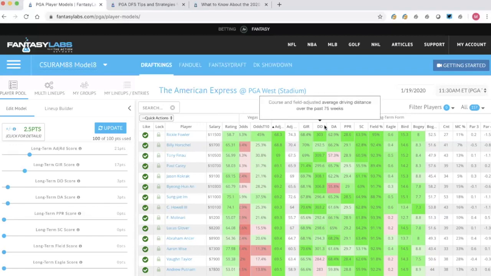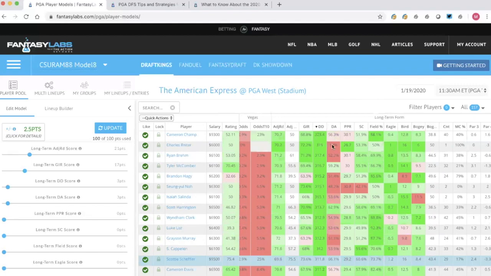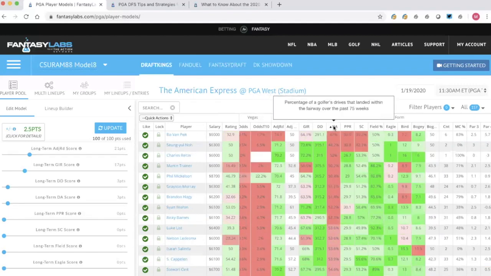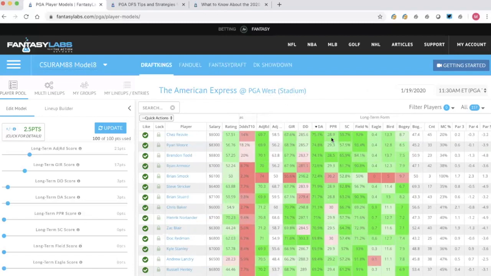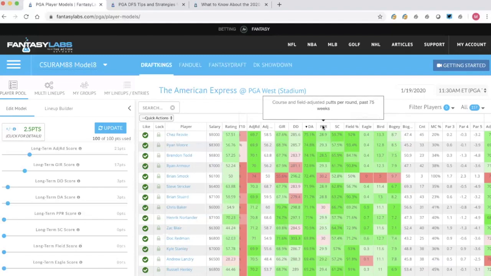DD is driving distance, so certain courses you'll want some guys that can bomb it. You can sort by that. DA is driving accuracy. If it's more of a precision course, you might want guys who are going to be hitting fairways.